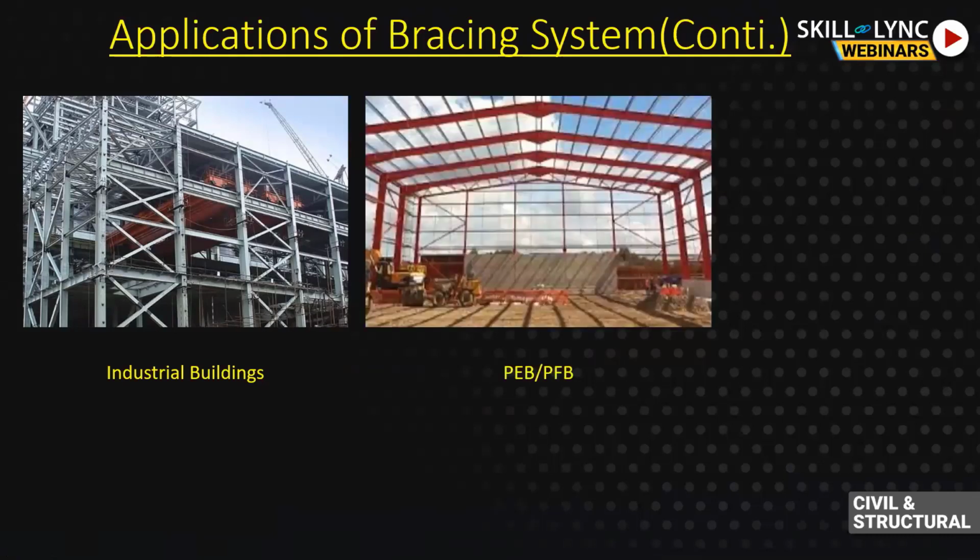And PEB, PFAs, these are pre-engineered buildings, prefabricated buildings, small sheds, industrial sheds. In that case also you can see there is a bracing here. There is a bracing here, which is called vertical bracing. There is a plan bracing as well, as you can see here in the plan at the top roof.